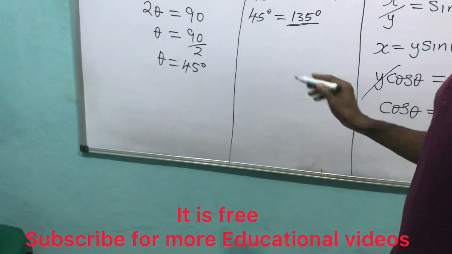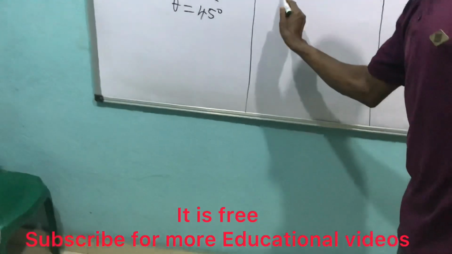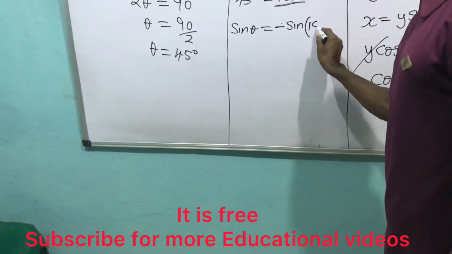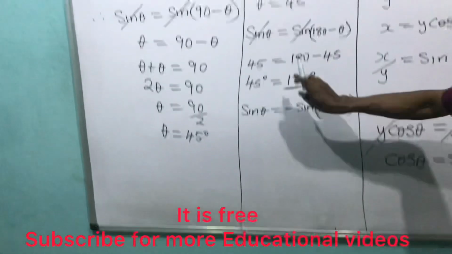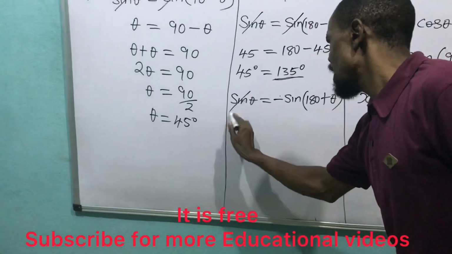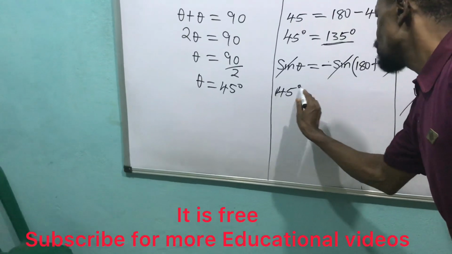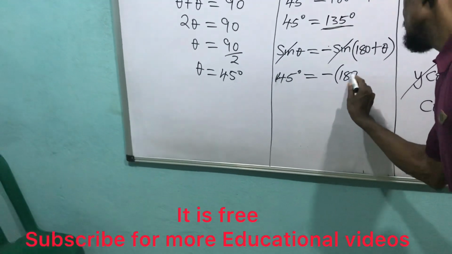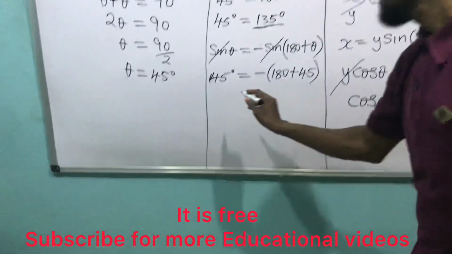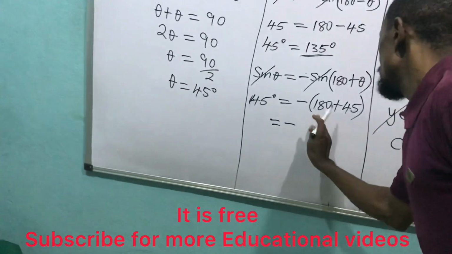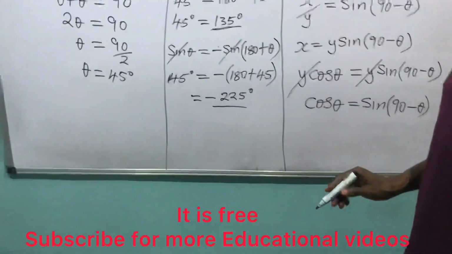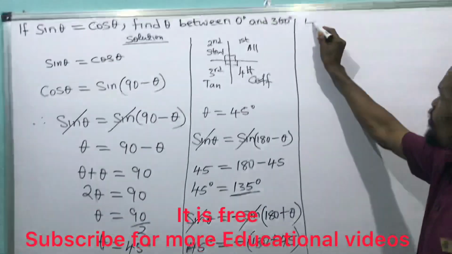Now, looking at the third quadrant, my third quadrant says sine theta is equal to minus sine of 180 plus theta. That's my third quadrant. Look at my first quadrant, look at my third quadrant. I can cancel this now. So my 45 in the first quadrant will give me minus into 180 plus 45 in the third quadrant. This minus this plus this will give me 225 degrees in the third quadrant.